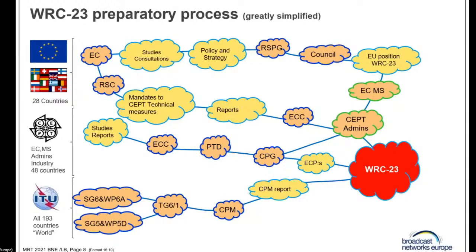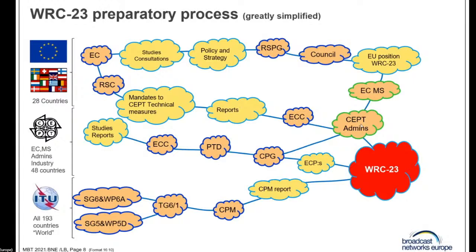And then we have another level of stakeholders here, and that is, of course, the European Commission and the European Union. And we have the Commission, which is doing studies, consultations, doing policy and strategy. They have the radio spectrum policy group, which is proposing a position of the European Commission, what to do with the UHF band. And that has to be approved by the European Council, and that will define an EU position at the conference. And that position will be communicated to the European Union member states, and they have to stick to that. And the European member states will instruct their administrators.